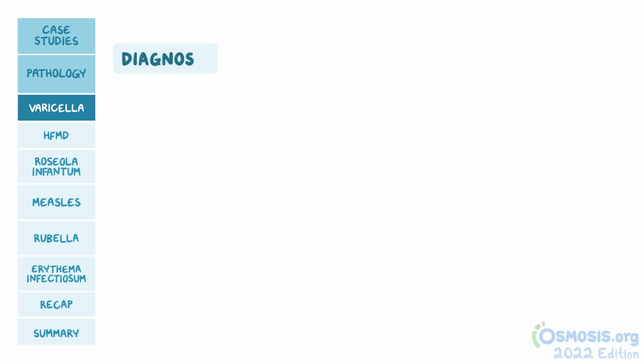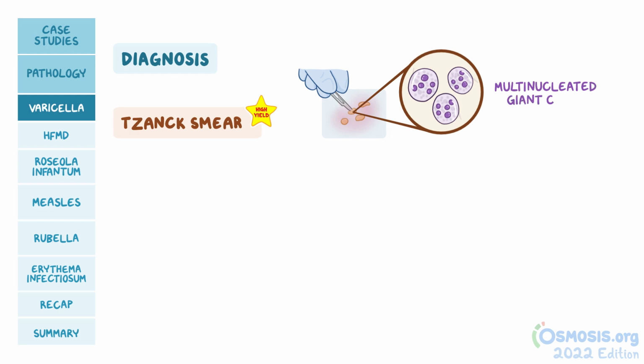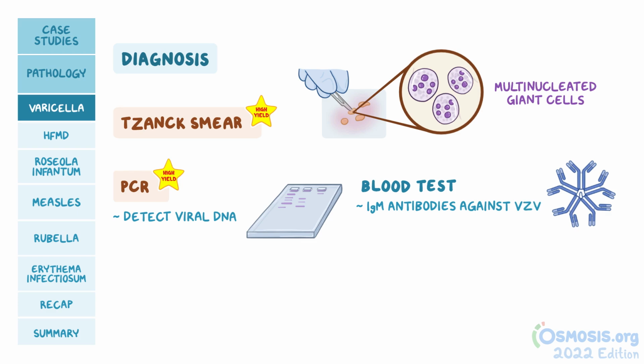The diagnosis of varicella is mostly clinical, but what you need to know is that Tzanck smear can be performed by scraping a skin lesion to look for multinucleated giant cells in the fluid of the vesicles. Finally, diagnosis can be confirmed using PCR to detect viral DNA in the fluid of skin lesions, or with a blood test by looking for IgM antibodies against the varicella zoster virus.